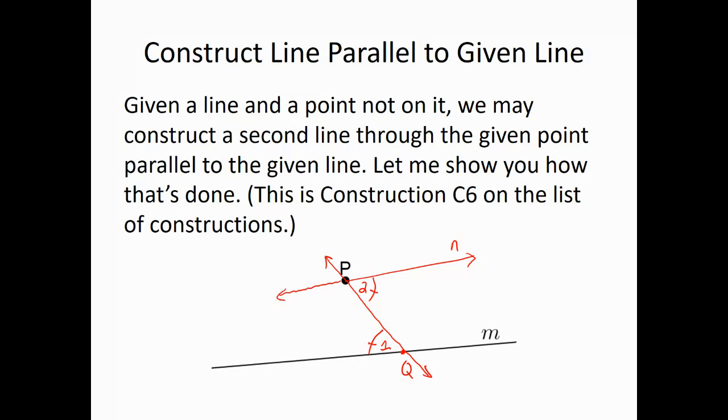Now, when it comes time for us to construct a line through a point parallel to a given line, we won't actually go through this process. We've been through it once, and that's enough. Instead, we will simply construct that line immediately. We now know that's acceptable, and this is construction C6.